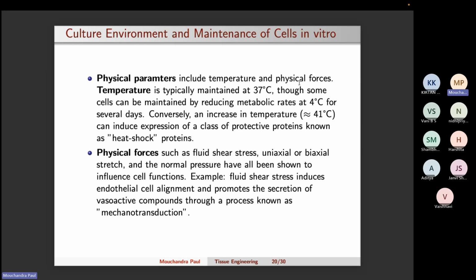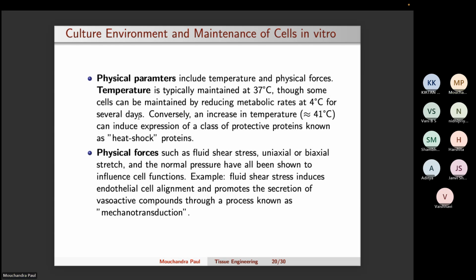So our body temperature is 37 degrees Celsius. So when you are culturing human cells, or say mouse cells, mouse body temperature is also close to 37 degrees Celsius. Then you need to maintain your incubators at 37 degrees Celsius. Okay. But if you want to metabolically reduce, means make the cells metabolically slow, then you can store the cells at 4 degrees Celsius for a few days, but after 3-4 days, the cells will start dying. But the optimum condition is to maintain the cells at 37 degrees Celsius, that is the physiological body temperature.